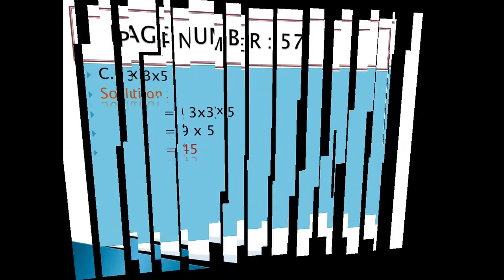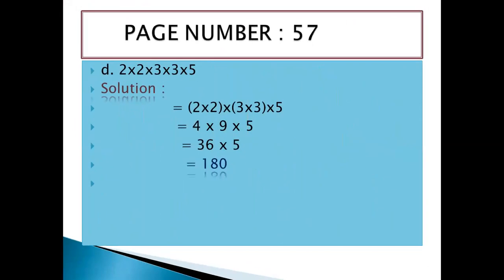And the last part of this question is 2 multiplied by 2 multiplied by 3 multiplied by 3 multiplied by 5. 5 numbers are given. We make the partner 2 with 2, 3 with 3 and 5 is left there. 2 times 2 is 4, 3 times 3 is 9 and 5. 4 9s are 36 multiplied by 5. Answer is 180. The factors of 180 are 2 multiplied by 2 multiplied by 3 multiplied by 3 multiplied by 5.